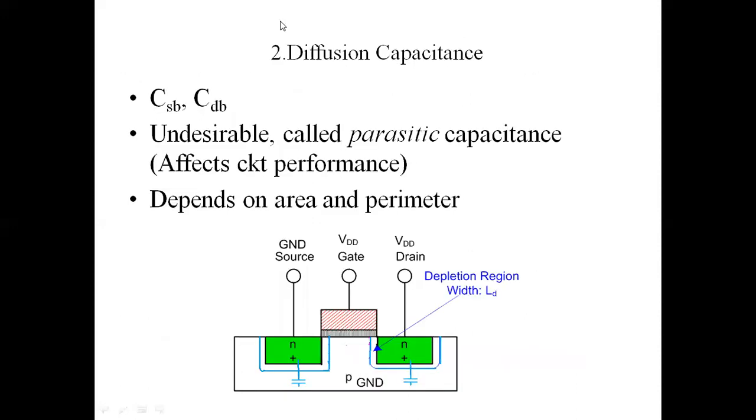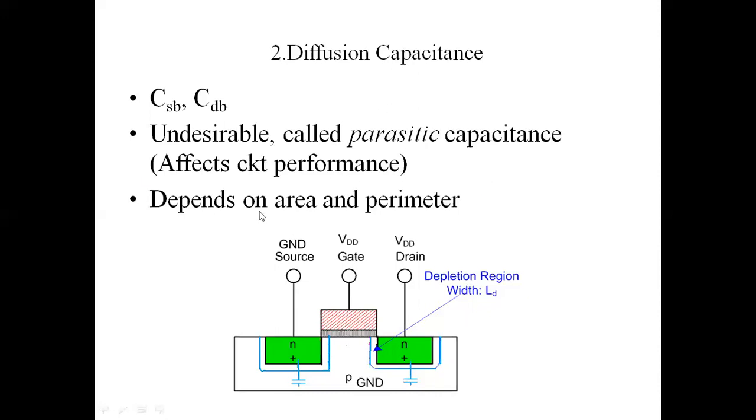The second capacitance is present here. We are calling it a diffusion capacitance. There are two types of diffusion capacitance, CSB and CDB. What is CSB? CSB is the capacitance present between the source and the body, and CDB is the capacitance present between the drain and the body. Generally, these are undesirable. These are also called parasitic capacitances. These capacitances affect the circuit performance.